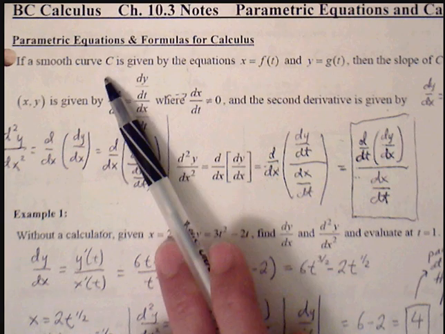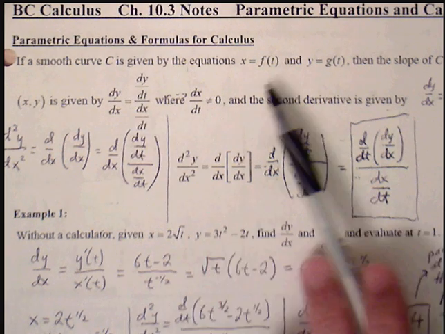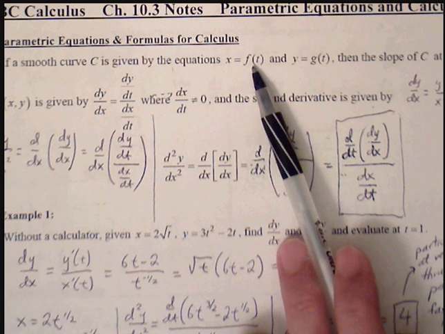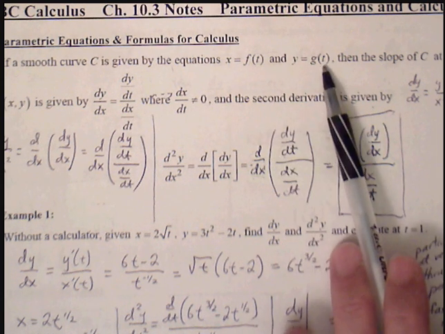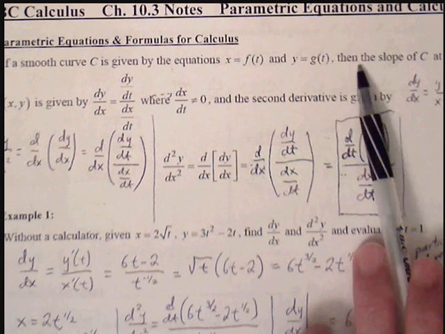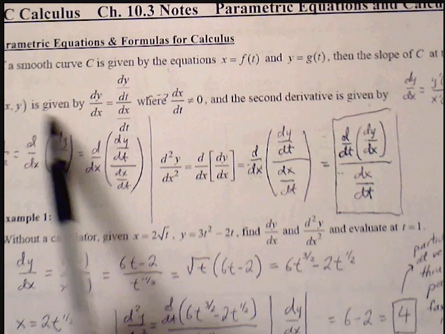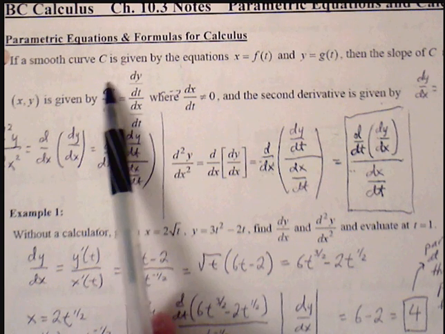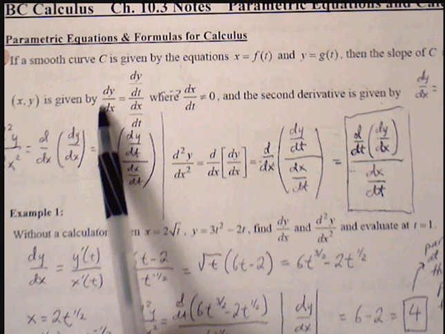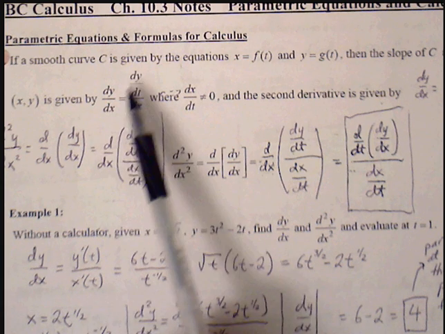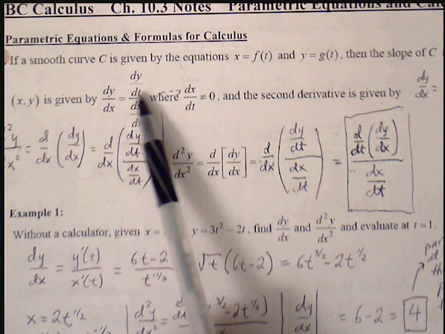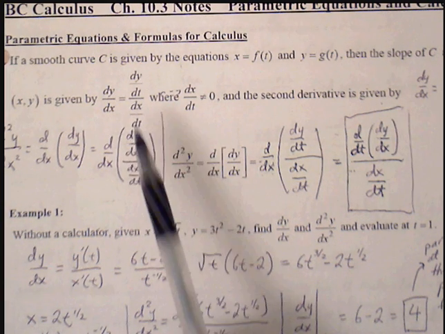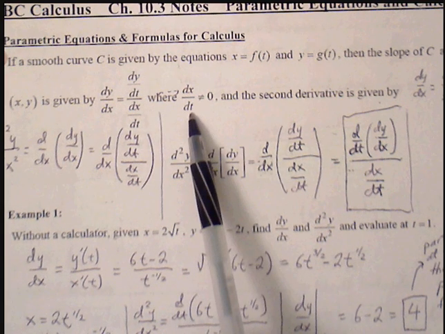If a smooth curve C is given by the equation x equals f of t, with x being a function with respect to t, and y is g of t, then the slope of C at the point (x, y) is given by dy/dx equals y prime of t over x prime of t. So dy we can think of as dy/dt, and dx as dx/dt, where the denominator cannot be equal to 0.